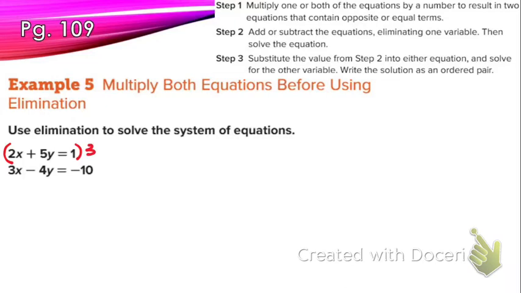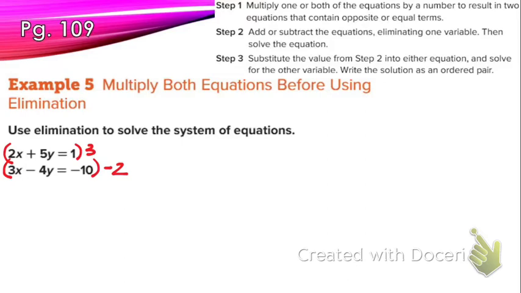But the second one, I want you to multiply it by a negative 2. The reason why is because I want opposites. I don't want the same. We want opposites, because 3 times 2 would make this a 6x, and 3 times negative 2 would make that a negative 6x. The book is trying to show you another way, but let's not fix what's not broke. Let's stick with the opposite.